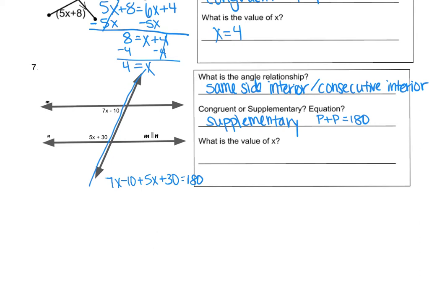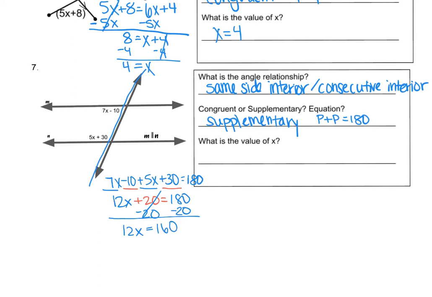Next up, we need to combine like terms. We've got 7x plus 5x. That's going to give us 12x. And then we have negative 10 plus 30, which is going to give us positive 20. And then we just bring down our 180. Next, we need to move the 20 to the other side. So we're doing the opposite. We're subtracting 20 on both sides. Bring down your 12x. The 20s cancel out, and 180 minus 20 is 160.